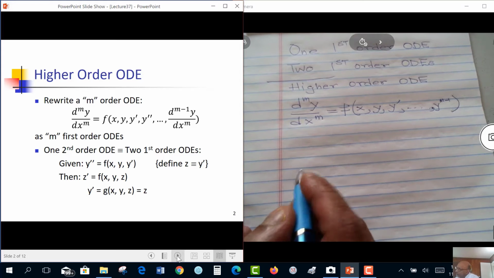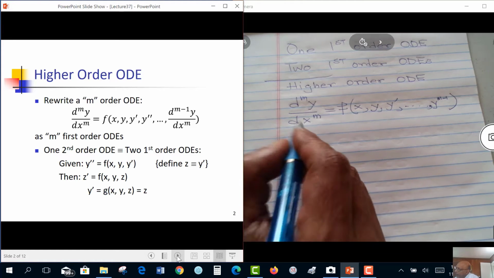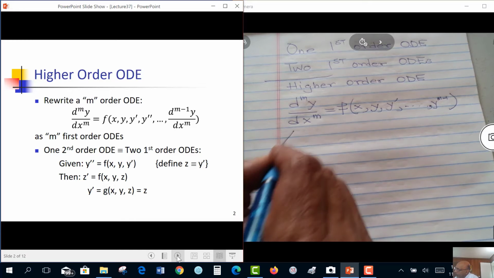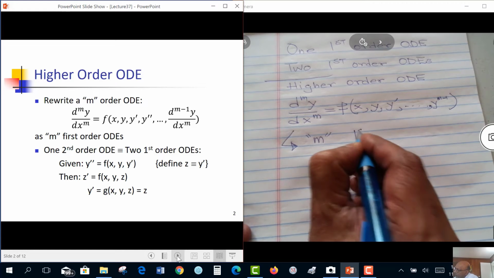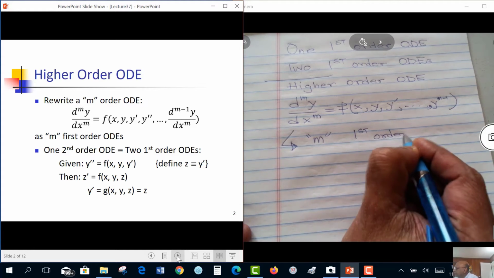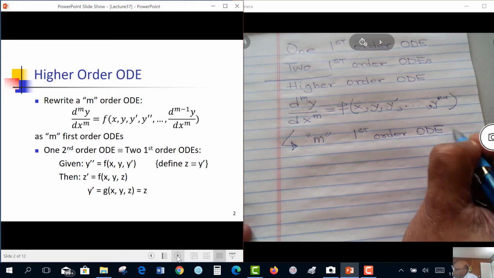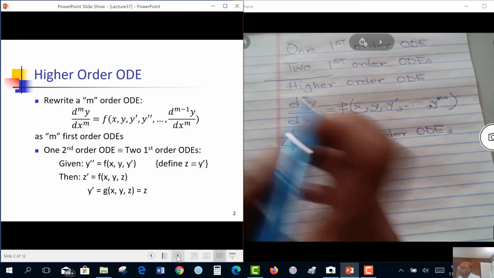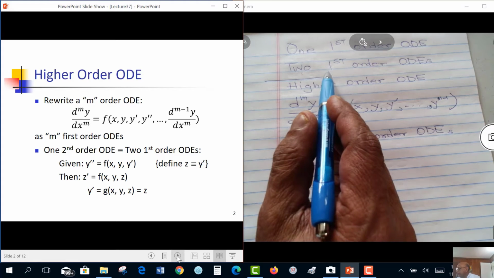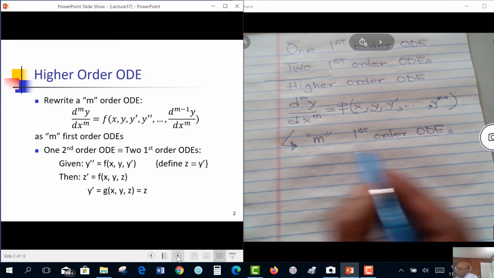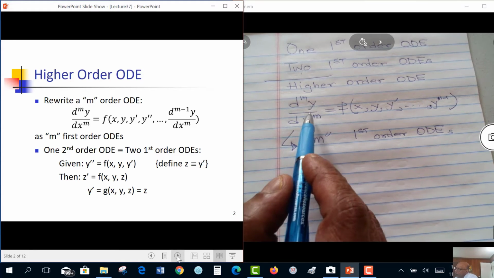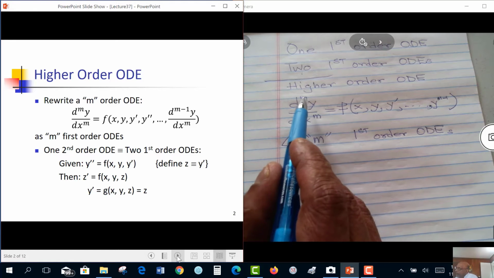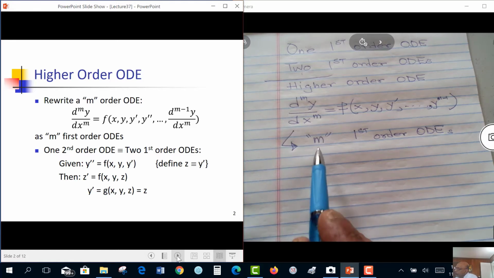So what we can do is, we can write this higher m order differential equation as m first order ODEs. And we know how to solve m first order ODEs. We know how to solve 2, we can solve 3 simultaneously, for any number. So we know how to do this. So the only new thing we need to learn is how to transform an mth order differential equation into m first order ODEs.